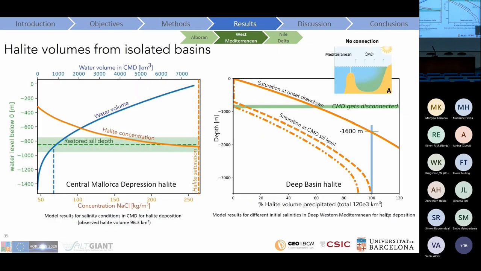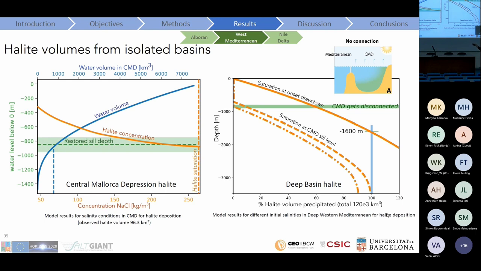And the most interesting result of this that I would like to share with you today is related to the halite volumes in the Central America Depression and the large Western Mediterranean Basin when we treat them as isolated basins. So here is an example from the Central America Depression, where we look at the water volume contained at a certain depth by the basin. So as the water level goes down, the volume contained by the basin reduces. And then when we dissolve the observed volume of halite that we have in this basin in the corresponding volume for each depth, we get a brine that has a certain salinity that is more saline if you have a smaller volume, as you are dissolving the same amount of salt in a smaller water volume.